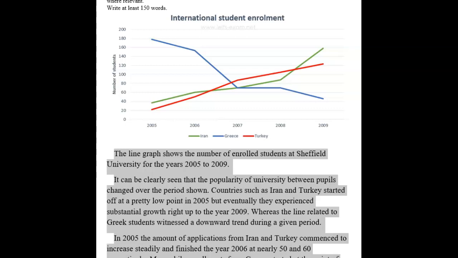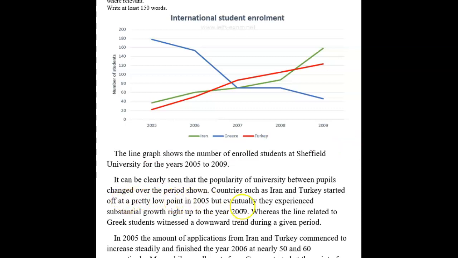Remember what the overview was supposed to show. It's supposed to really just highlight the main trend, the thing that's most obvious here. So that's the first thing. You really went into a lot of details with this, like pretty low point in 2005 and then substantial growth. So you really need to do something much more general. The other thing you need to do is you have to mention the countries here.